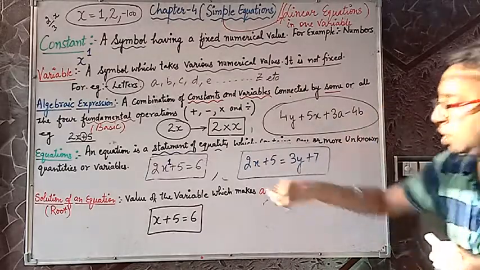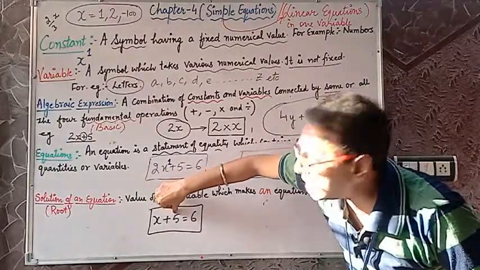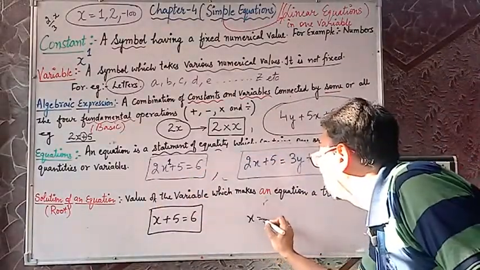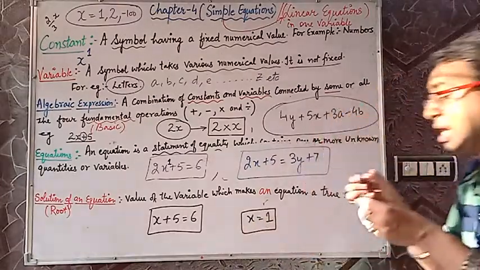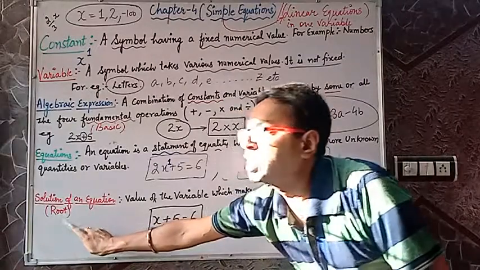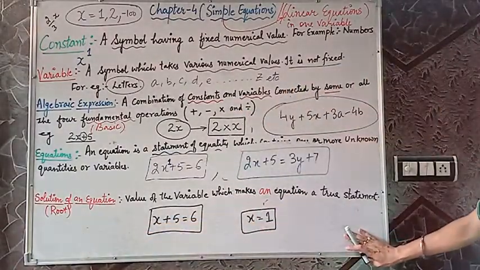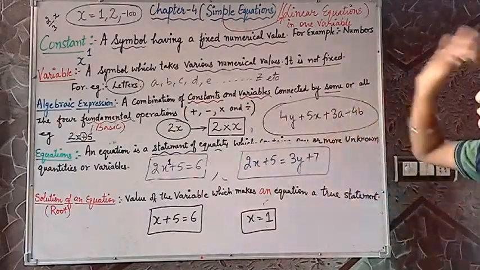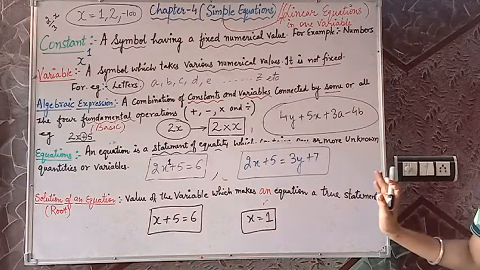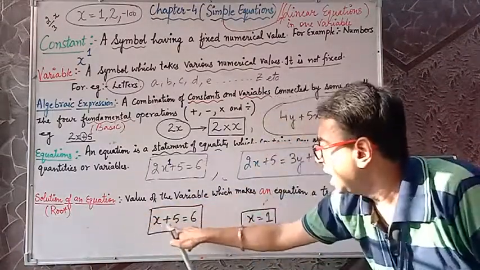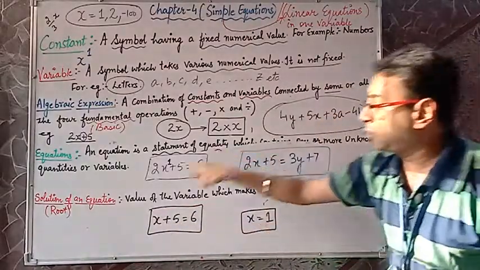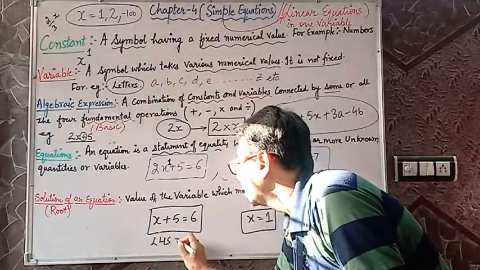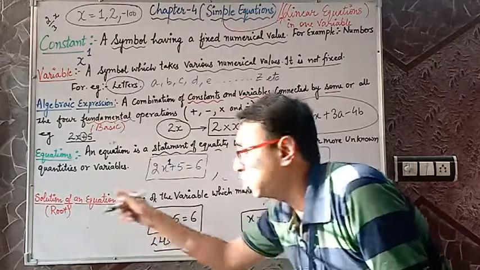x plus 5 is equal to 6. What should be the value of x so that if I add 5 to it, it must become 6? Yes, x is equal to 1. If the x value is 1, this is called the solution of an equation or root of an equation. We will understand how to find it. It's a very easy method. This chapter is very comfortable, very easy, but you need to have a good understanding of it. Very important chapter. So if I put x is equal to 1, 1 plus 5 is equal to 6, LHS equals RHS. This is what solution means, or root. Solution and root are one and the same thing.